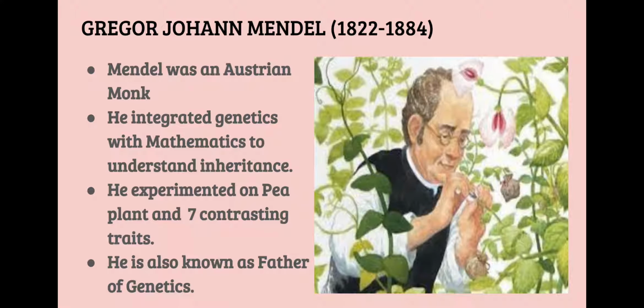Mendel was an Australian monk and he worked with genetics and inheritance of traits. Mendel investigated inheritance of 7 different features in peas, including height, flower color, seed color, and shape. In a monastery, he became inspired to begin his research on heredity, which would make him the father of genetics.